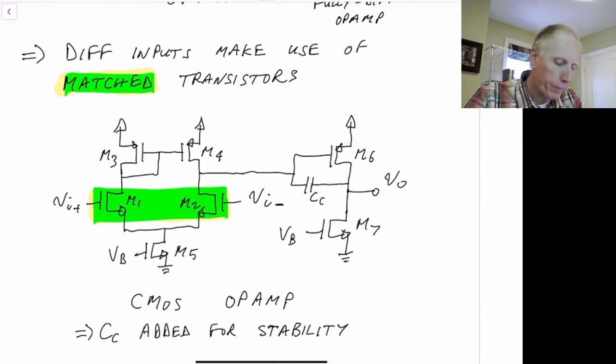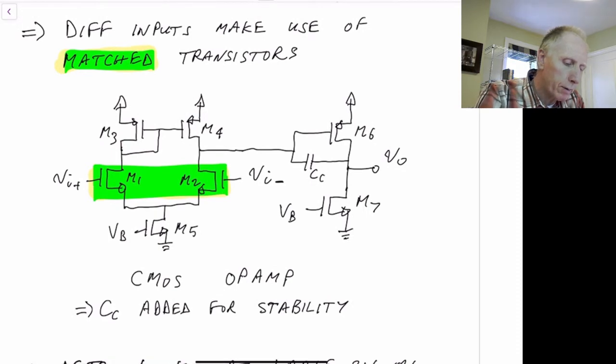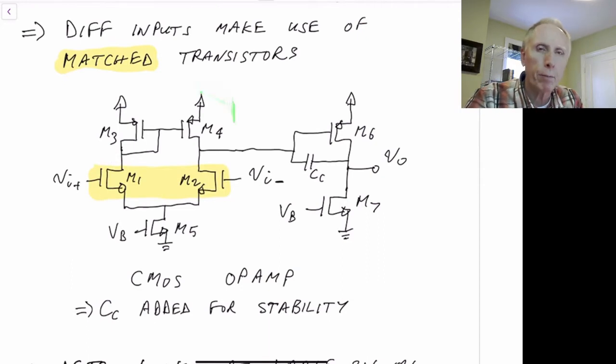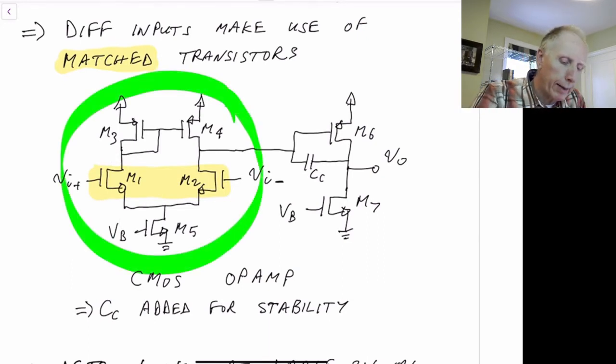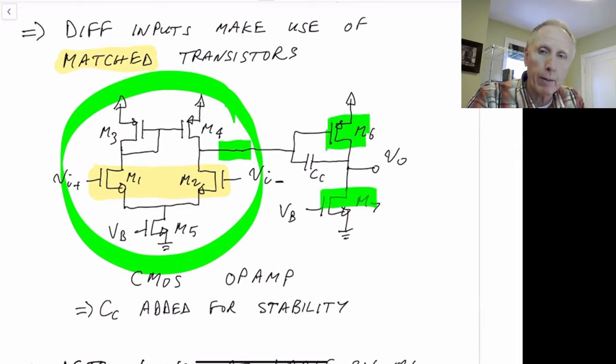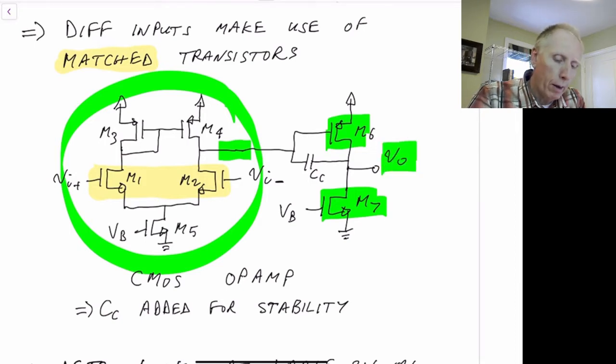In this case, the first stage is our differential input, but it converts it to a single-ended output. And then that single-ended output gets further multiplied by a gain stage M6 with a current source load M7, and creates the final output, which is single-ended as well, Vout in this case. The compensation capacitor here, Cc, is added for stability purposes.